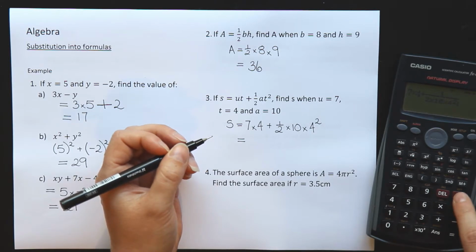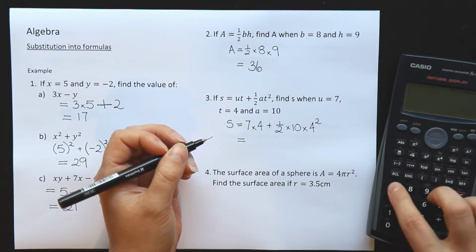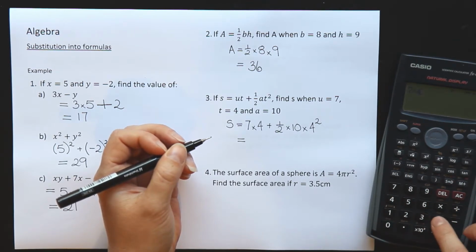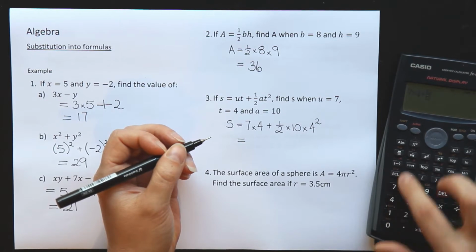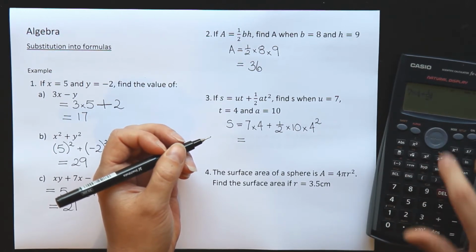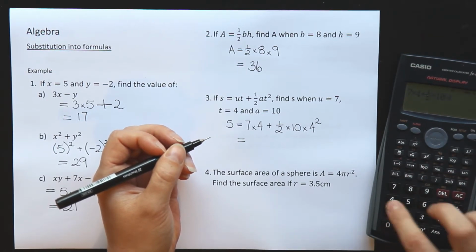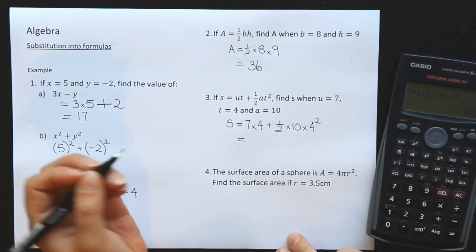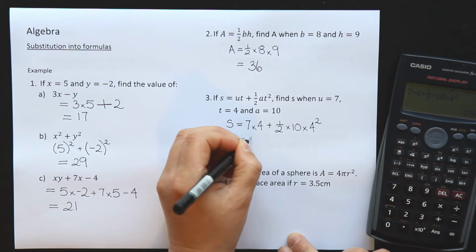7 times 4 plus half, oh, missed the fraction button. Better calculate that again. 7 times 4 plus 1 over 2 times 10 times 4 squared. Okay, makes 108.